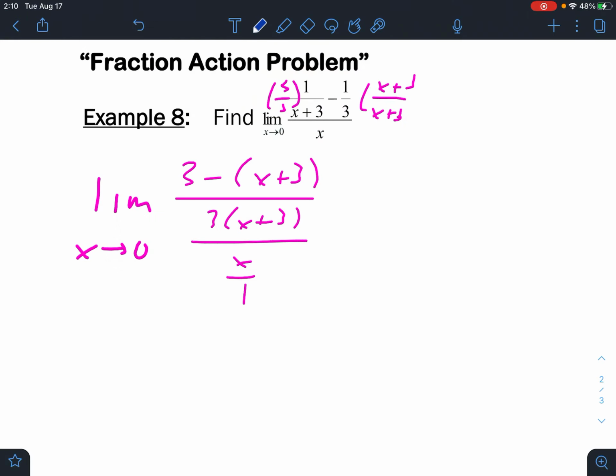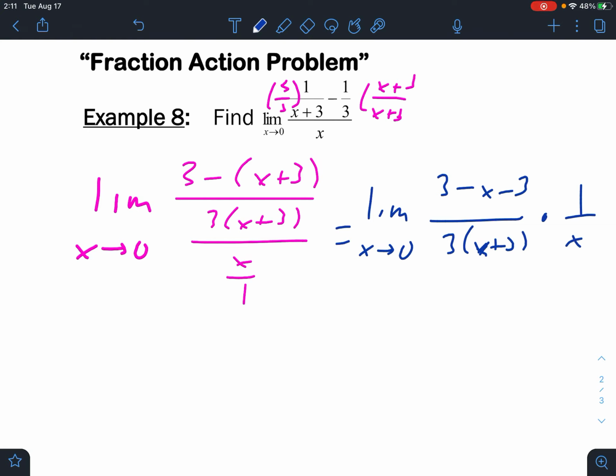Okay, so now we have a limit as x approaches 0 of 3 minus x minus 3 over 3 times x plus 3 times 1 over x. And that gives me limit as x approaches 0 of negative x over 3 times x plus 3.